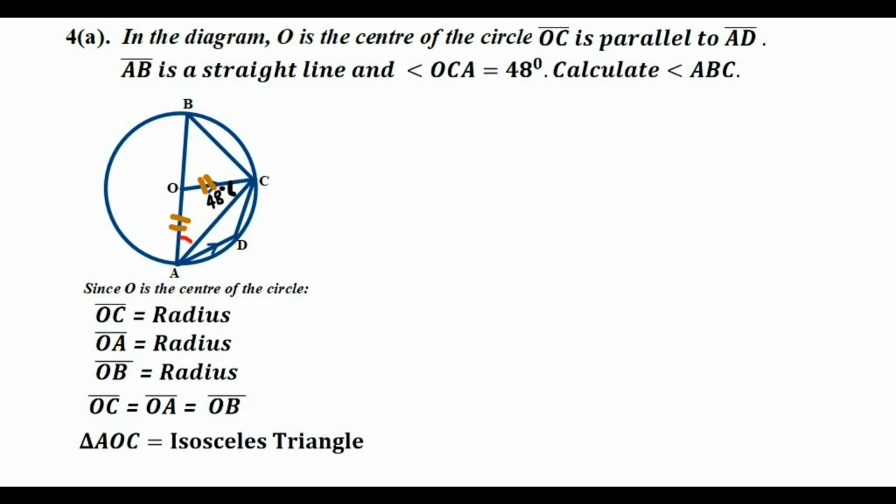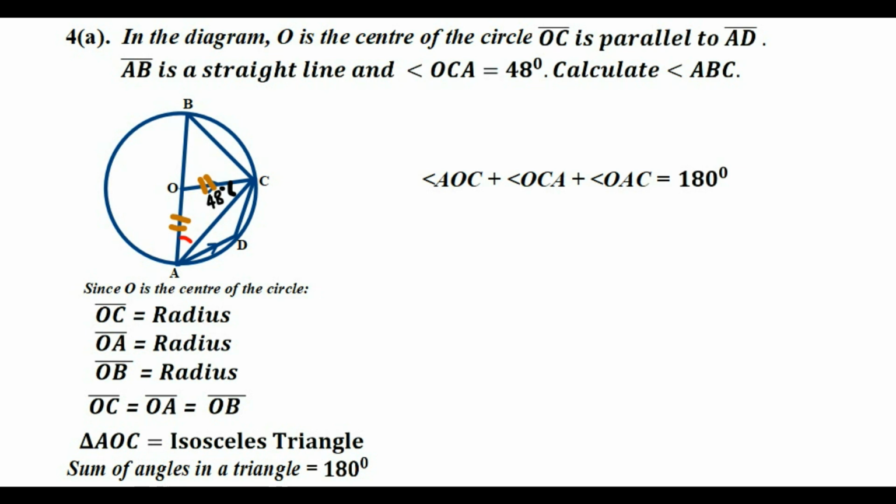And looking at this triangle AOC, the sum of angles in a triangle is equal to 180 degrees. Now, what do we want to do with that? Because we have the value of this place as 48 and this place as 48, we can get the value of this angle and as well this angle, and we can calculate the angle in question. Like I said, the sum of angles in a triangle is equal to 180 degrees. Now, as you can see, angle AOC plus OCA plus OAC is equal to 180 degrees.